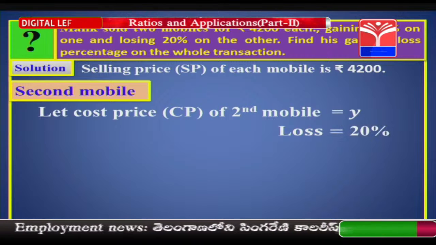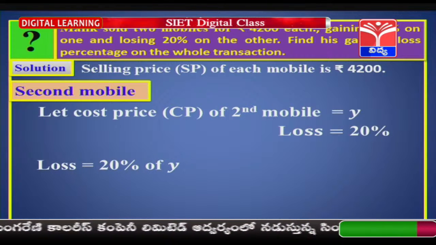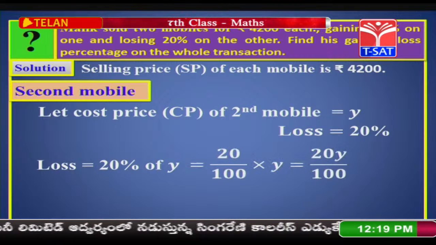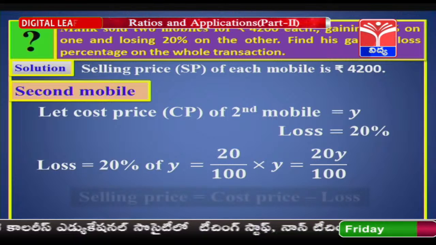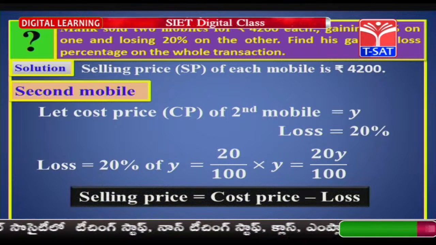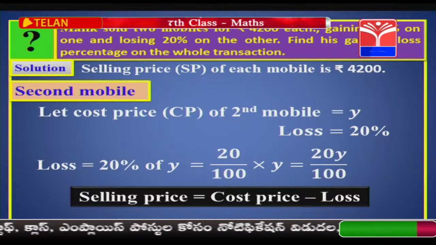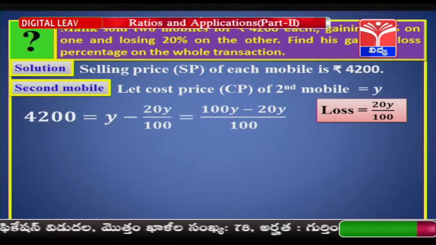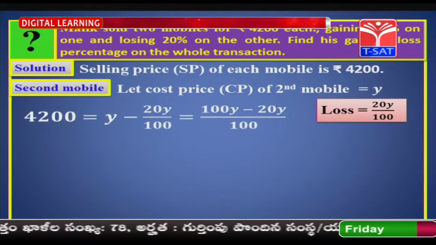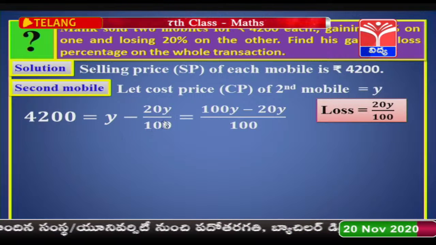Loss is 20%, that is 20% of the cost price y, which is written as 20 by 100 into y, which is 20y by 100. Now, let us see the selling price formula, which is cost price minus loss. Let us substitute the values of all these things and simplify. So, 4200 equal to y minus, that is y is here cost price, minus loss 20y by 100.